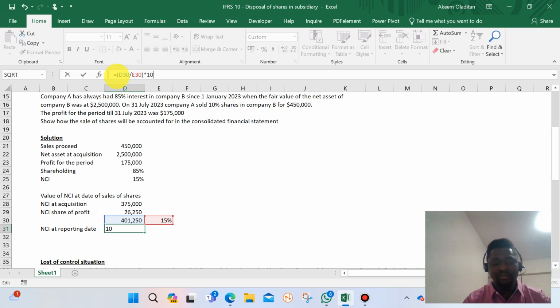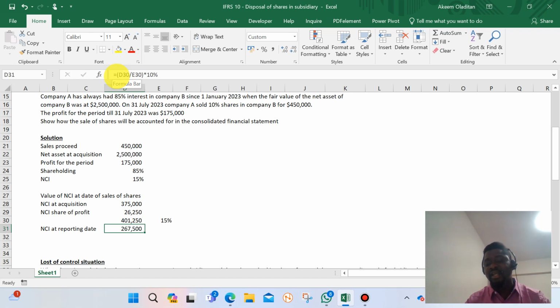So now say 10%, which is what will increase in NCI. So this is the value of what will go up on the NCI. You understand? Because NCI has increased by this amount, and the investment was sold. 10% shares was sold for 450, and NCI has increased by this 267,500, whereas the initial NCI value at 15% was 401,250. So this is a change in NCI.